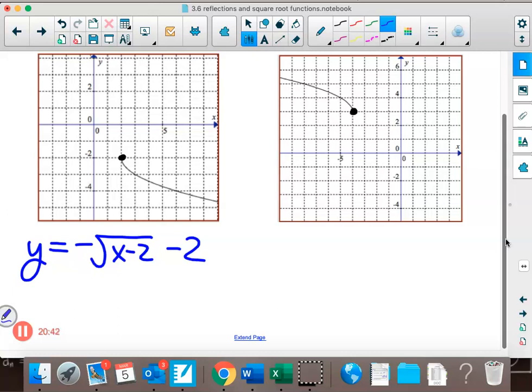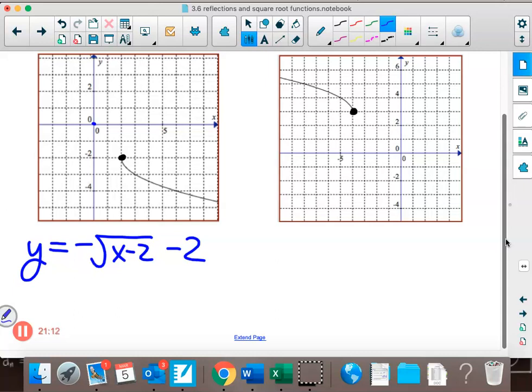Transformations follow order of operations, just like regular math follows order of operations. So let's think about order of operations. Have you guys ever heard PEMDAS? Okay. So the P in PEMDAS stands for parentheses, right? But it doesn't just mean parentheses, it means grouping symbols. The square root function is a grouping symbol. It might not look like it is, but it is. So we do what's in here first.